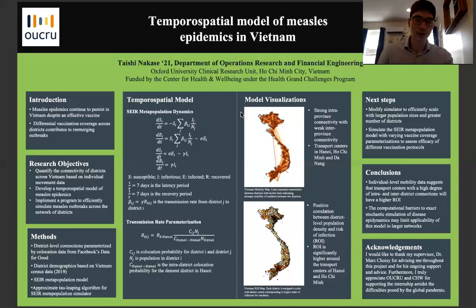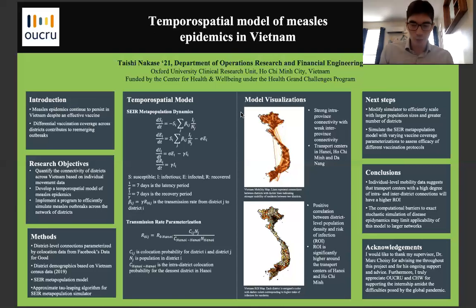So essentially I broke this down into 3 parts, and we can see this with our research objectives here. The first one is developing the mathematical formulation of the metapopulation model. This involves quantifying the connectivity between districts, which turned out to be particularly difficult given the dearth of data that was out there.